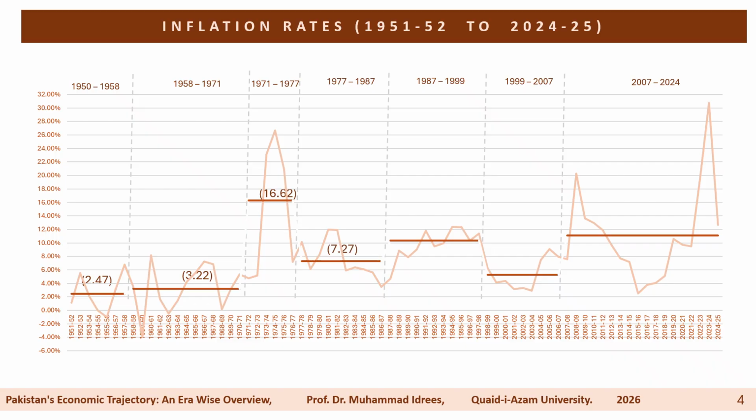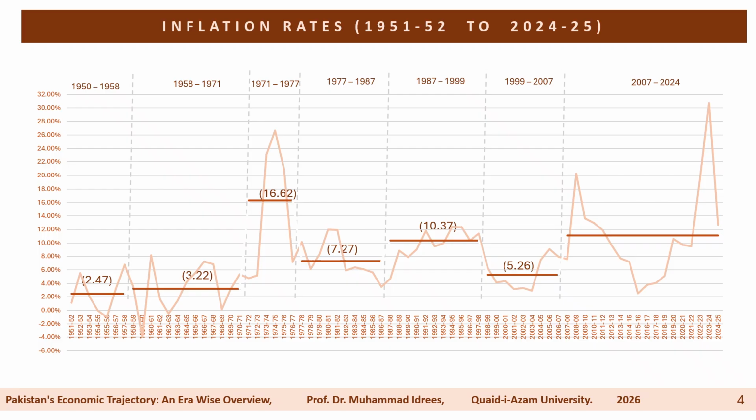And then from 77 to 87, these inflation rates were quite controlled, and the average inflation rate during the fourth regime reduced to 7.27. Thereafter, during 87 to 99, once again we had high inflation rates. On average, the inflation rate was 10.37, so we had double-digit inflation rates during this regime.